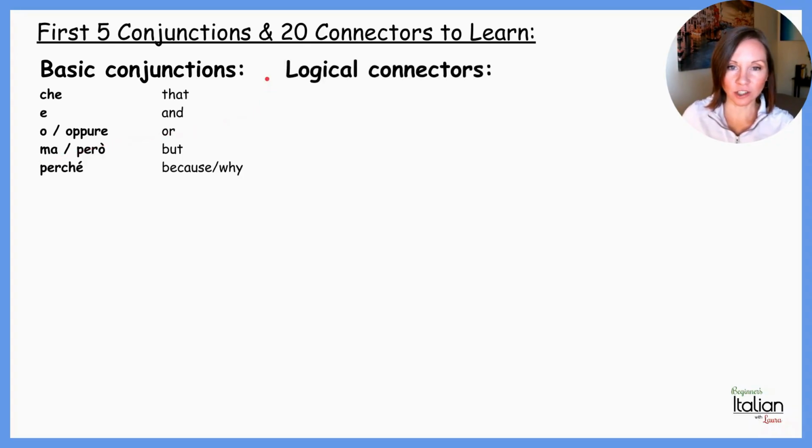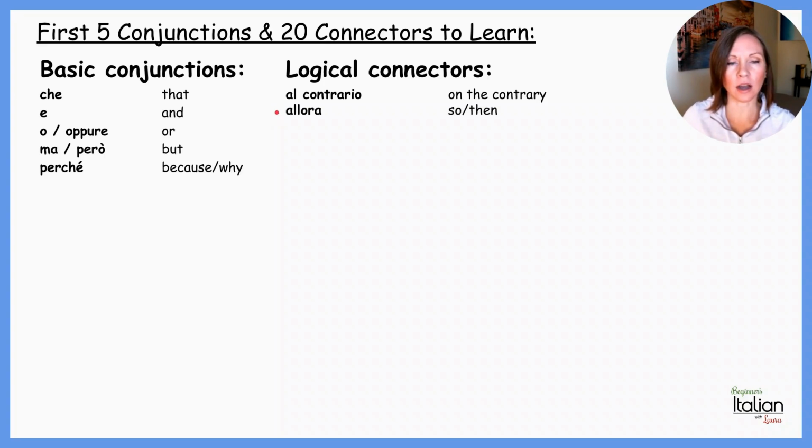And then on to our logical connectors, which are basically conjunctions, but you know the difference now. Not too much of a difference here. So al contrario. Al contrario. On the contrary. Allora. Allora. So or then. And they use allora in the same way that we use so when we're trying to think of the next word. So you'll hear it a lot when people are pausing to think of their next thought.